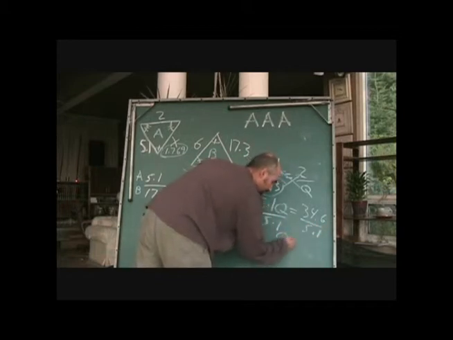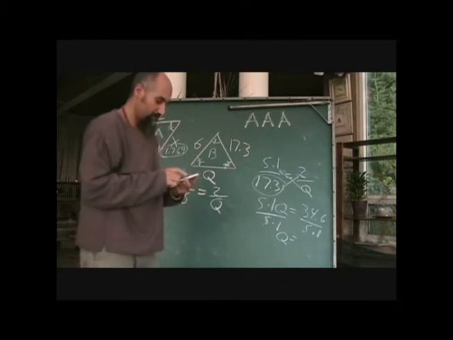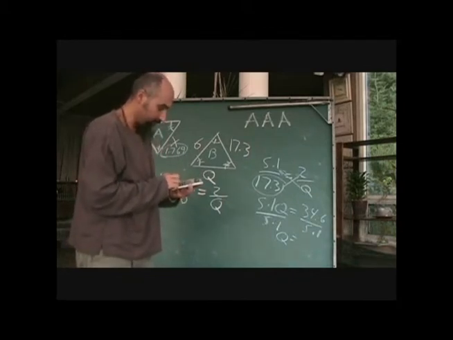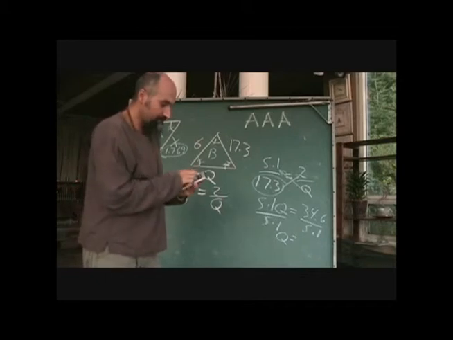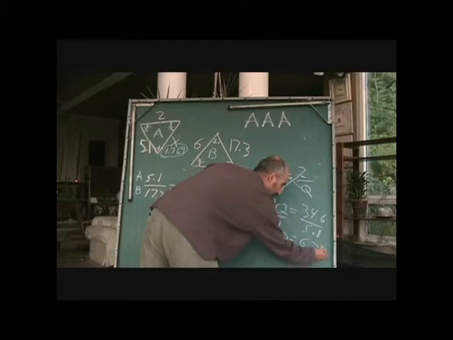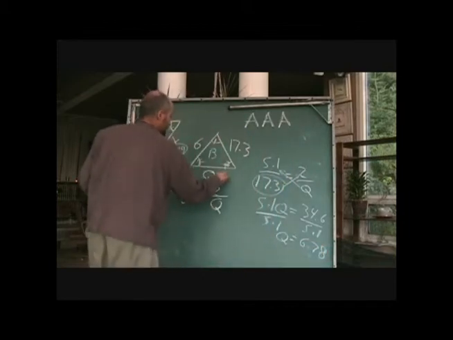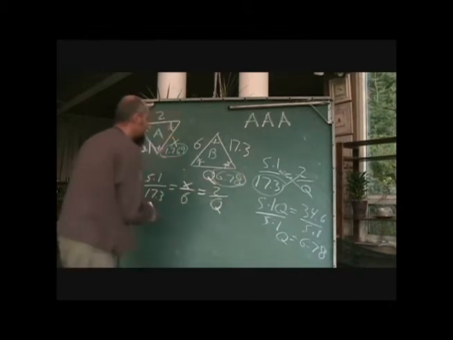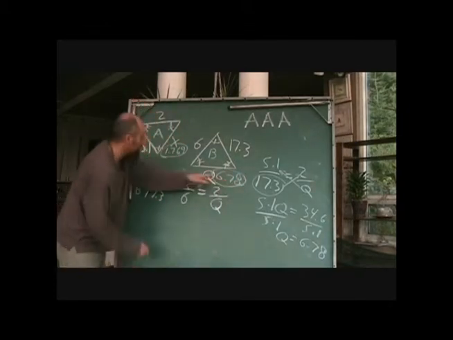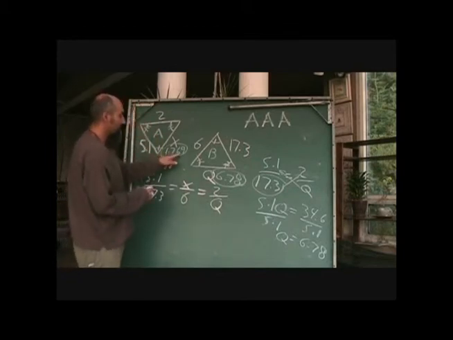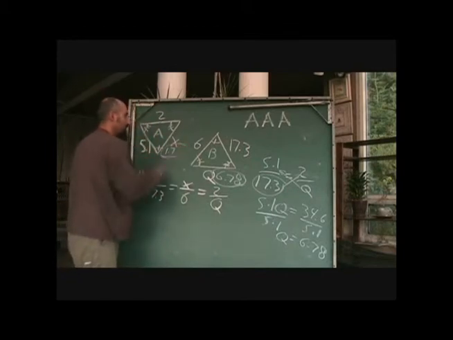So q is going to be equal to 34.6 divided by 5.1, which is 6.78. So q is going to be 6.78. To be consistent, if we took this to 2 decimal places, we want to express this to 2 decimal places. So we're going to round 69 up to 7.